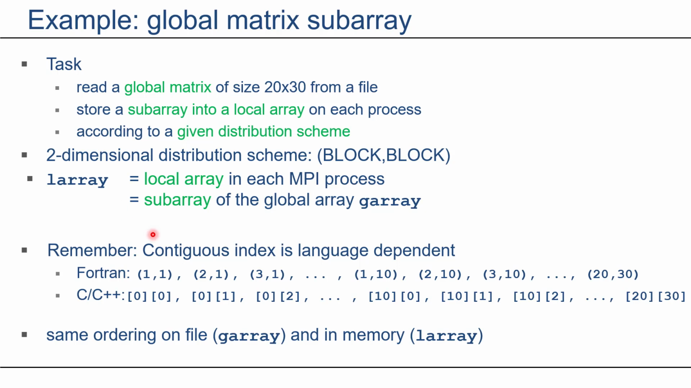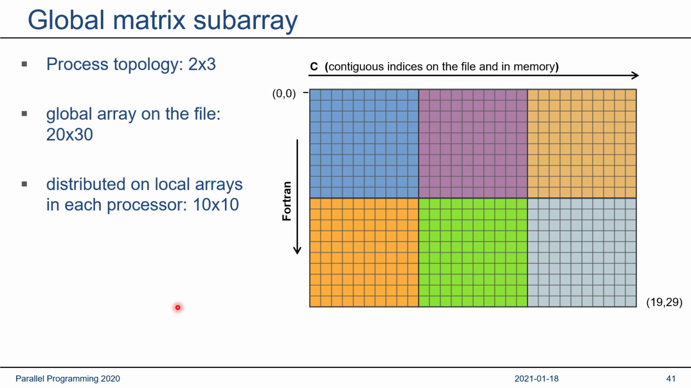So remember, the contiguous indexing is language dependent. We're going to be using C and C++ here, where all the indices start with 0. So here's our global matrix. It has 30 by 20 elements in C, numbered from 0,0 to 19,29. And of course, in C, contiguous indices on the file in memory go row-wise because C has row major storage.